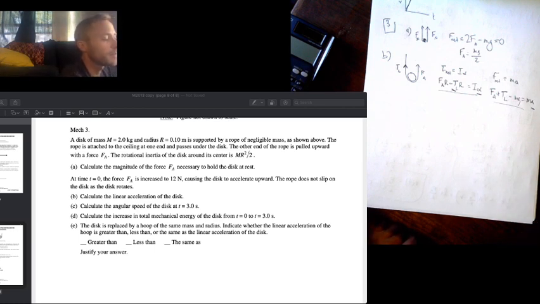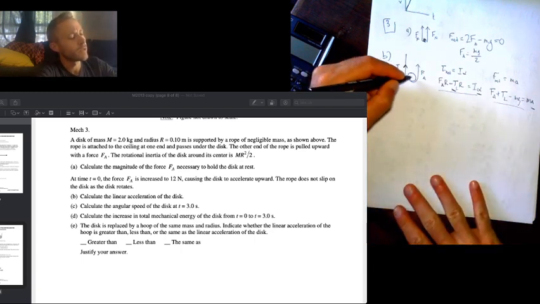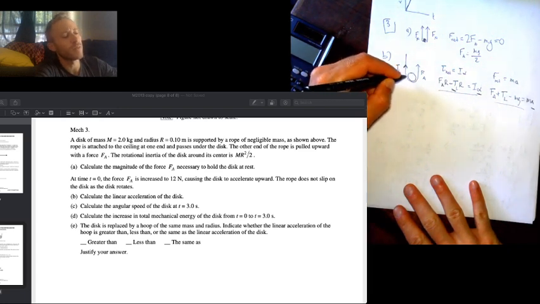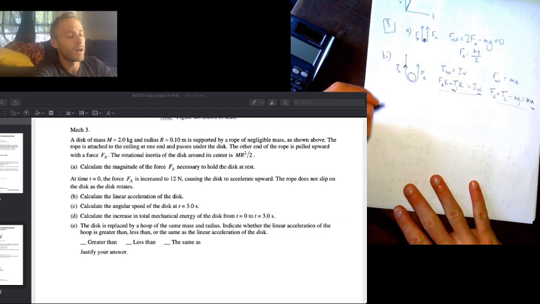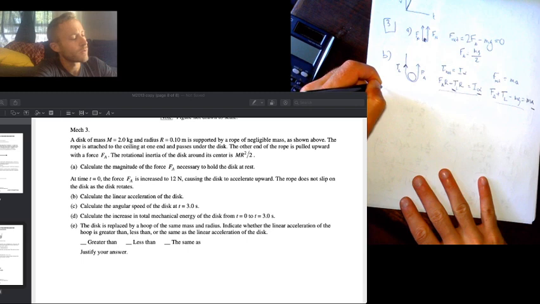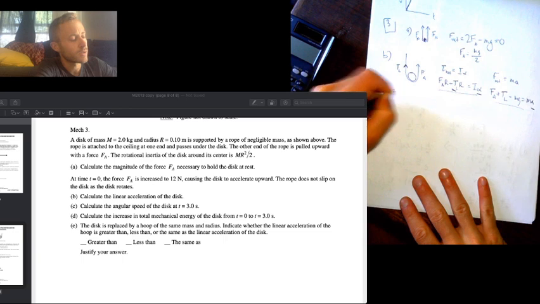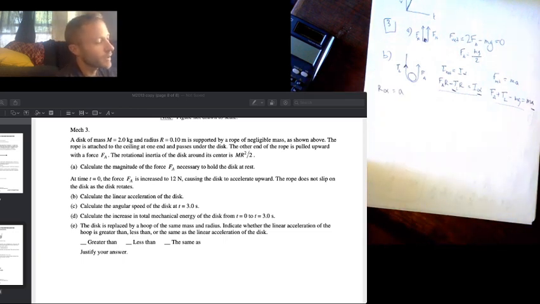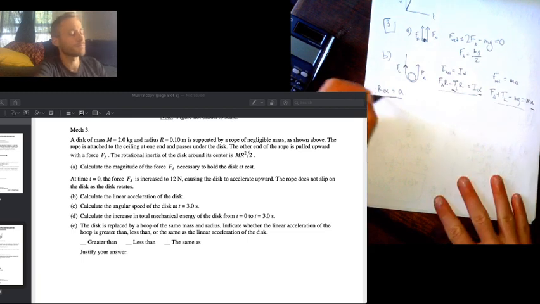The geometry for this one is a little bit tricky. I think we're still going to have, if it does one full revolution, then that means it climbed upward by 2 pi r. So we're still going to have alpha times r equals the acceleration. Okay? So this comes from geometry.